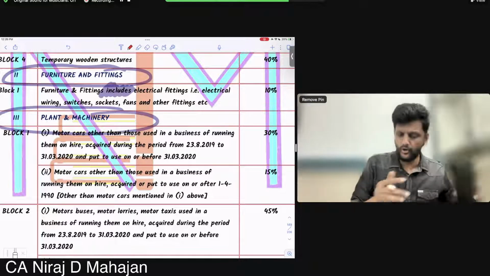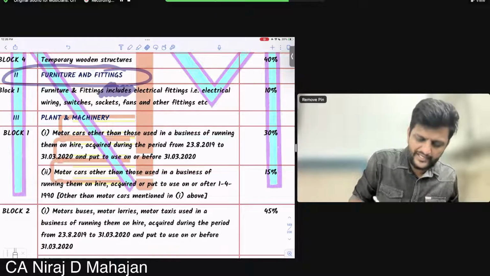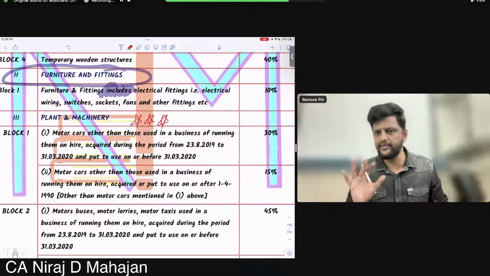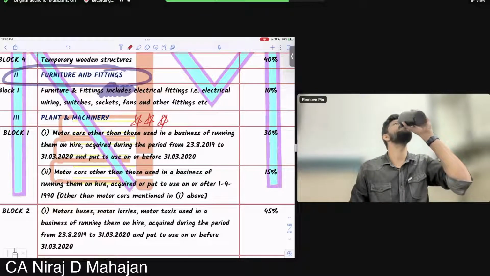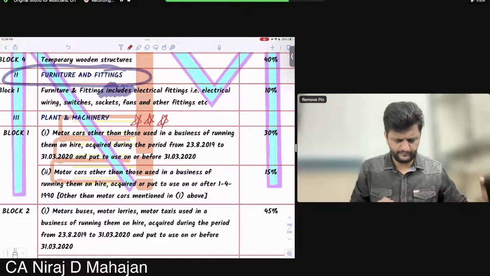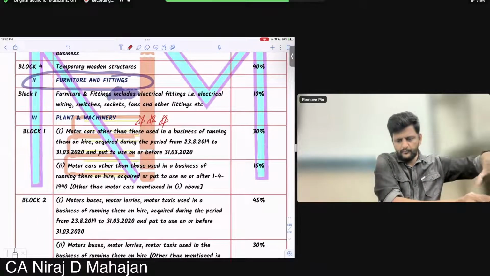Now we come to the most important block of asset. Most highly used, plant and machinery. Okay? Block means what? Category. Okay? Now check block. First block, block 1.